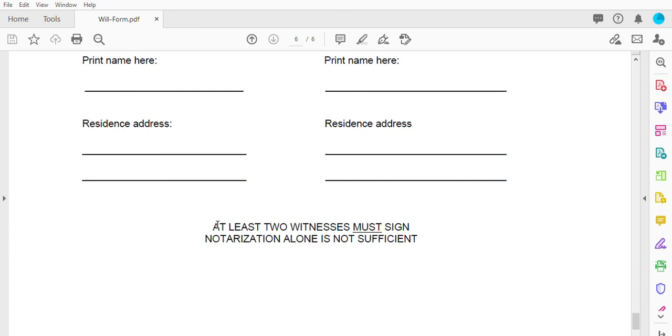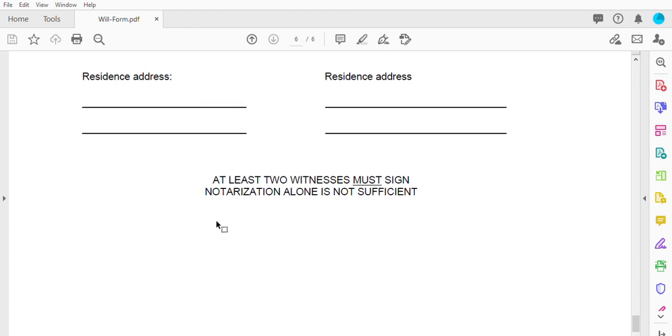Yes, okay, so you have to have at least 2 different witnesses, and notarization is not going to do it unless and until we have a federal law or state law or order passed. The rule of the land right now is that the wills have to be witnessed.